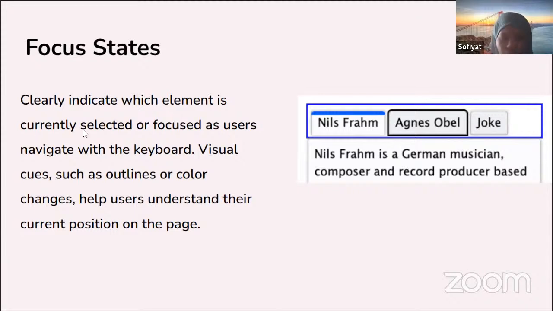So clearly indicate which element is currently selected or focused as the user uses the keyboard. Everything here is still on keyboard. Anything you want to be using here is still on your keyboard. Visual cues such as outline or colors, the way you can put it, because it is outline and there are colors there. So that way it's able to be seen clearer.